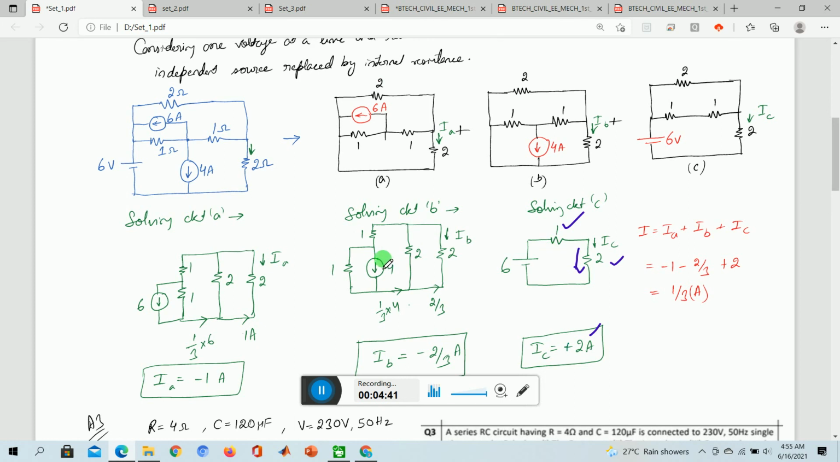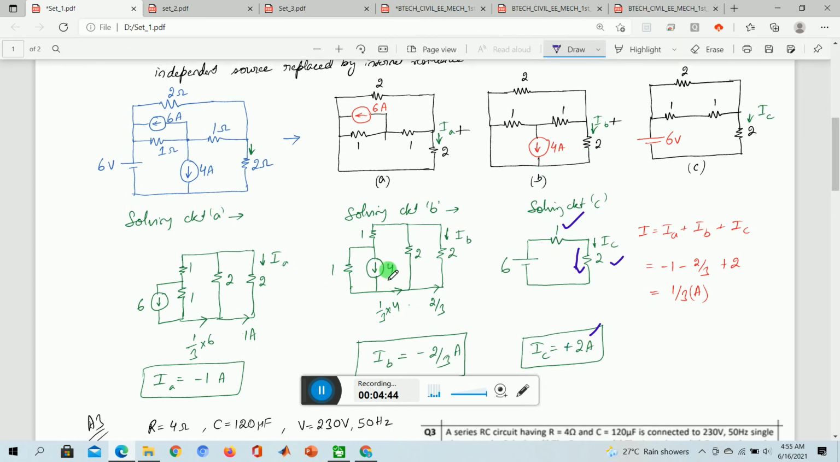Next is here we have B. So let us take this node here, node 1 and node 2. We can write this as node 1 and node 2, and this node 2 is the same as node 2 here. So node 1 and this node 2 and this node 2 are the same because there is no resistance between them, and 1 ohm is in parallel with it. Node 3 is here.